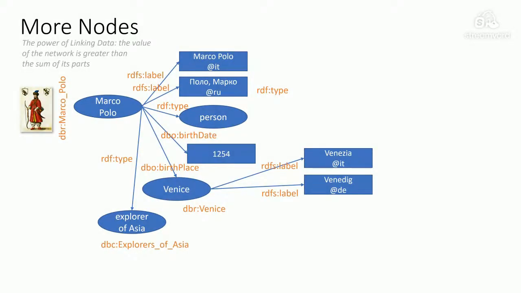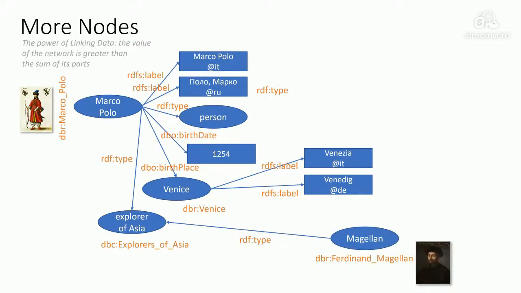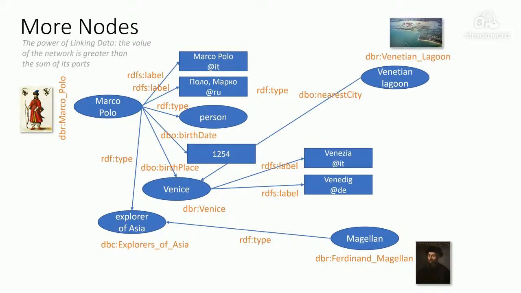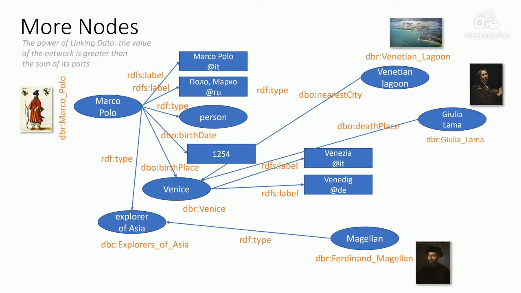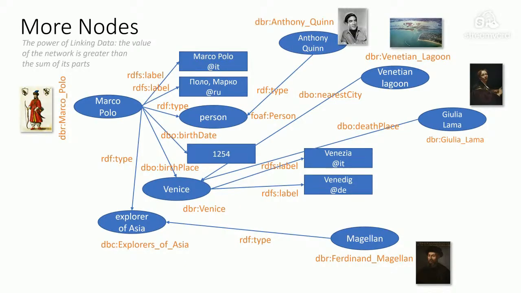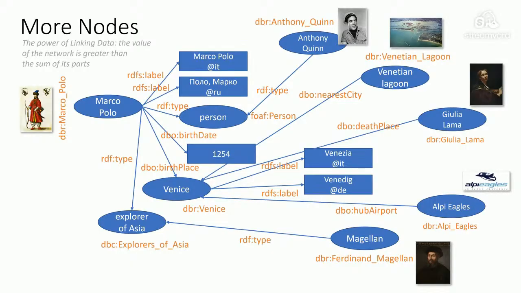And now, as above for Socrates, we can link Marco Polo to any other concept. So for instance, consider DBpedia, which is the graph of nodes extracted from Wikipedia text. In DBpedia, Magellan is an explorer of Asia, like Marco Polo. Venice is located in the Venetian lagoon. Giulia Lama, a paintress, happened to die in Venice. Anthony Quinn, an actor, was a person, just like Marco Polo and billions of others. And Alpi Eagles was an airline company having its hub at Venice. So all these connections of very different things can be automatically done by just walking the DBpedia graph.